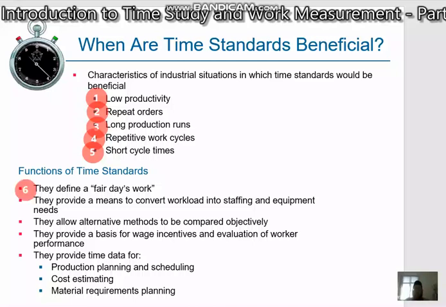Example, a standard time to produce one box is 10 minutes. It means that in 1 hour, 6 boxes should be produced. If the worker works 8 hours per shift, then 8 hours times 6 boxes, so in a day's work, the worker has to produce 48 boxes.